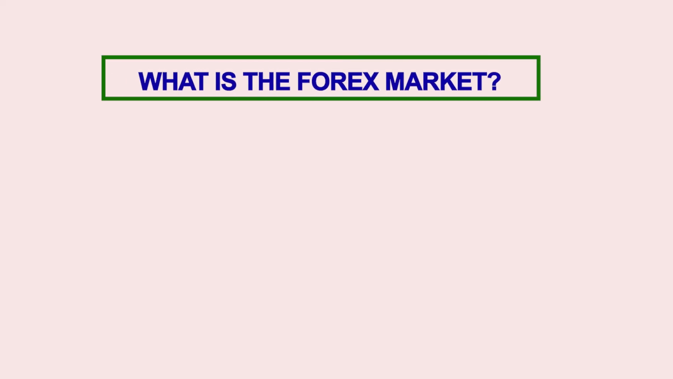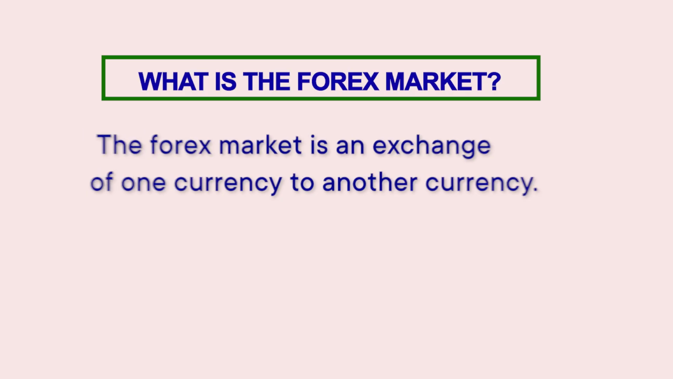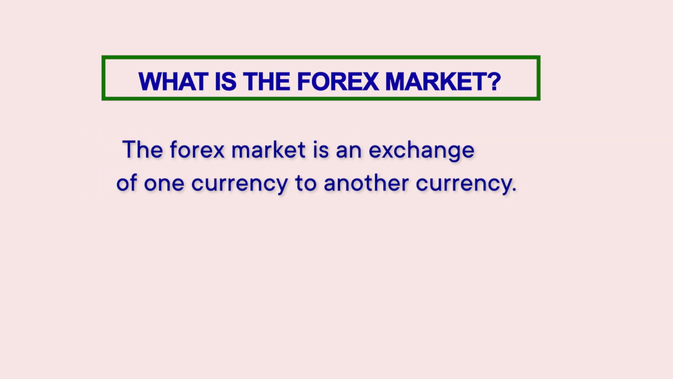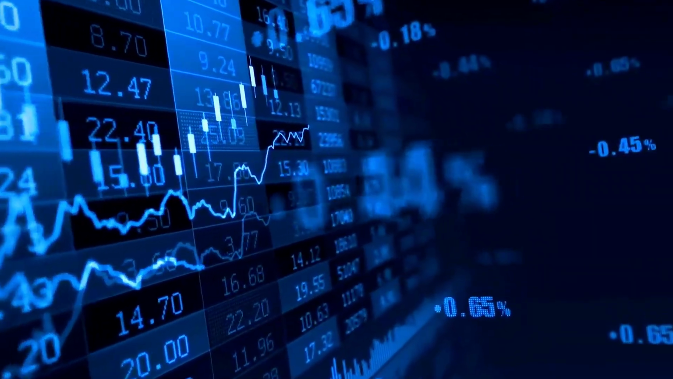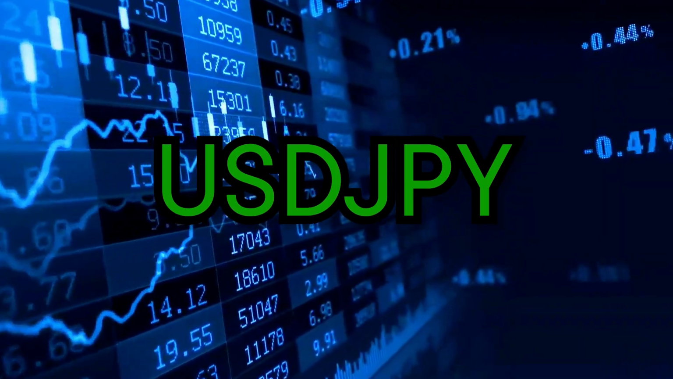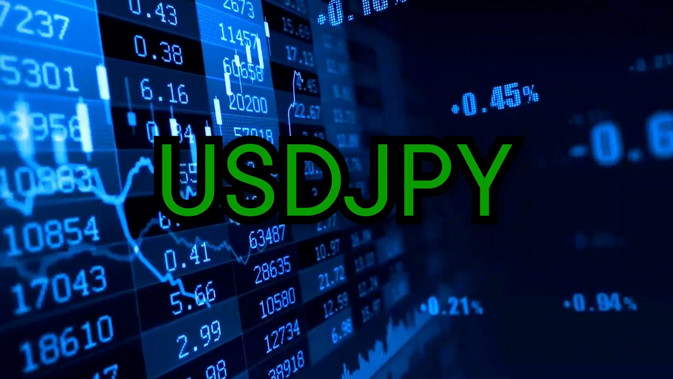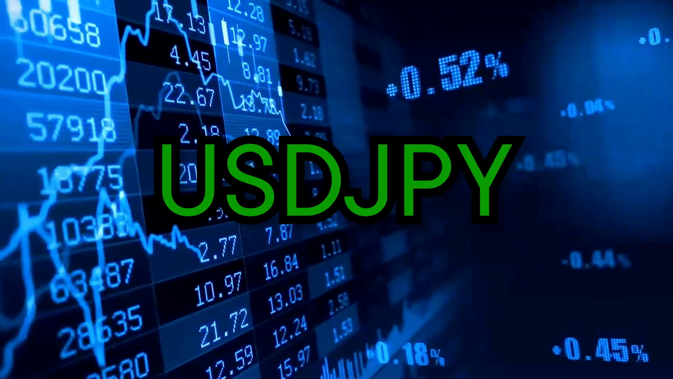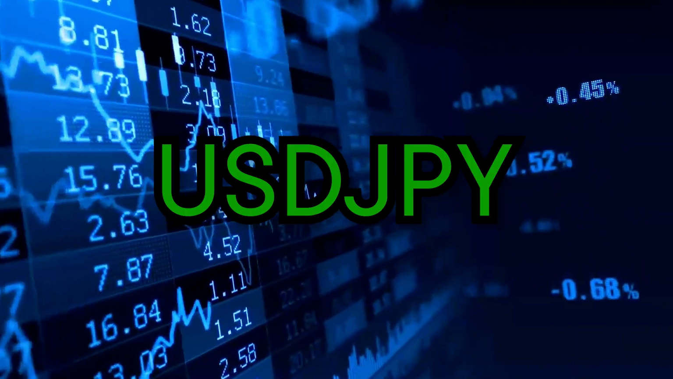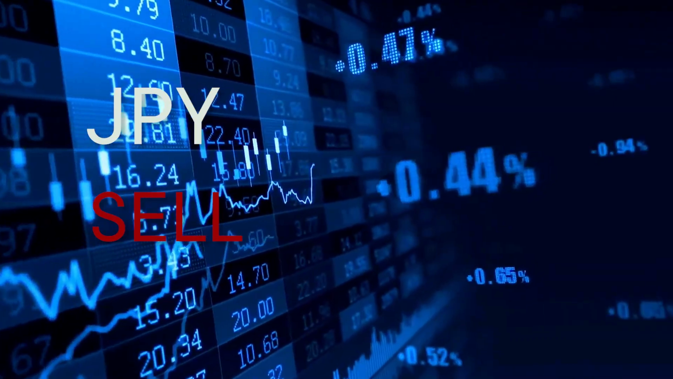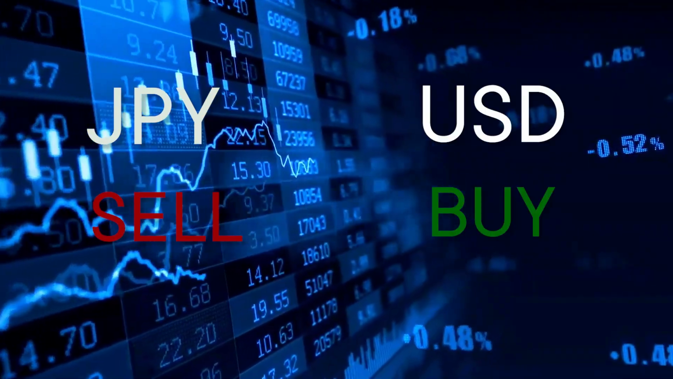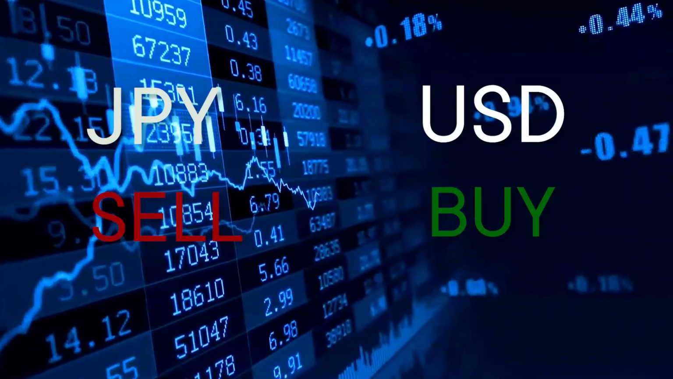So, what is the forex market? The forex market is an exchange of one currency to another currency. You sell one currency and you buy another currency. Let's say, for example, we have the US dollar and the Japanese yen. When you go to the USA, you have to exchange by selling yen to buy US dollars in order to make the transaction in the USA.